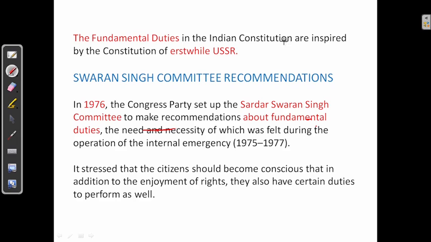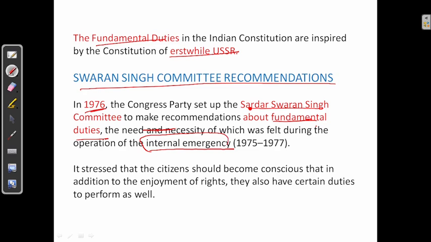Fundamental duties in the Indian Constitution are inspired by the erstwhile USSR. Now, the Swaran Singh committee recommendations. In 1976, during the internal emergency, the Congress party set up the Sardar Swaran Singh committee to make recommendations about fundamental duties, the need and necessity of which was felt during the operation of the internal emergency. It stressed that citizens should become conscious that in addition to the enjoyment of rights, they also have certain duties to perform.